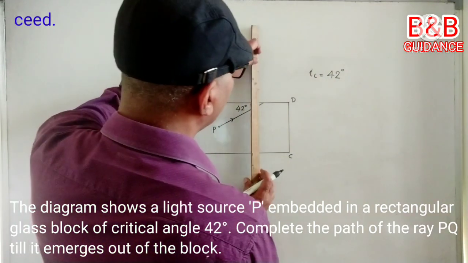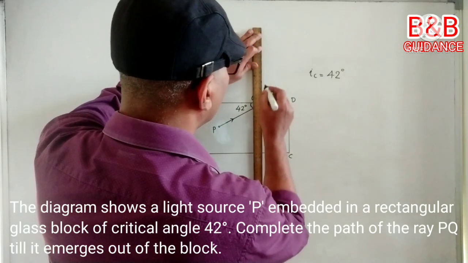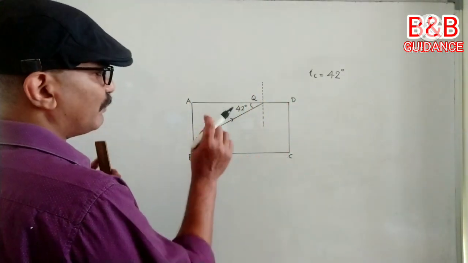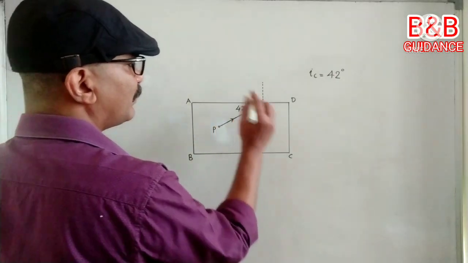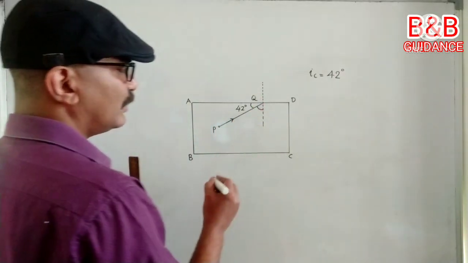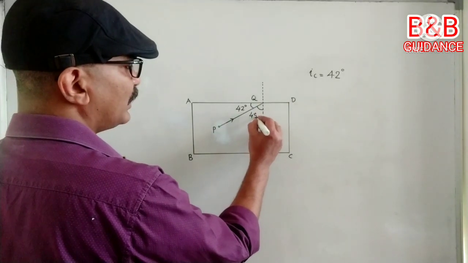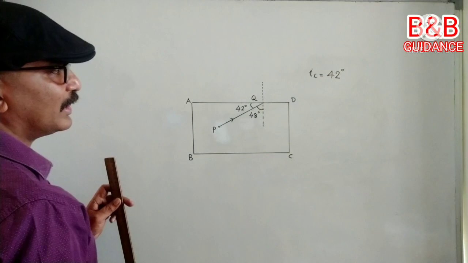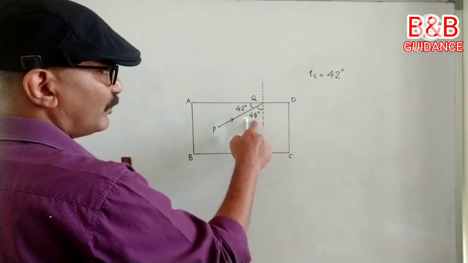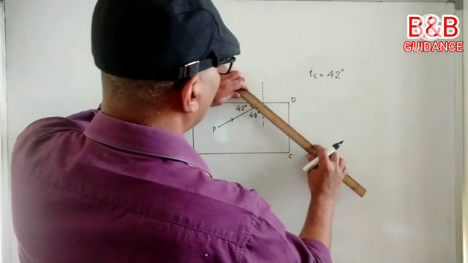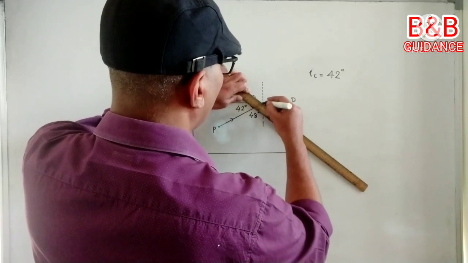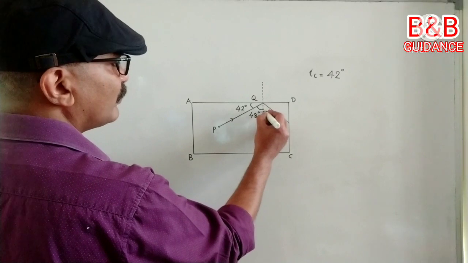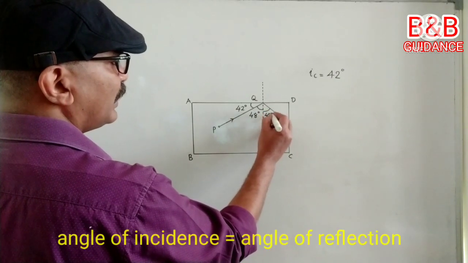So what I am doing is here you will find the angle of incidence. Light attempts to travel from a denser medium to rarer medium. So you will find this angle, that is 48 degree. This 48 degree is greater than critical angle. Since this angle of incidence is greater than critical angle, total internal reflection takes place. So light rays will reach here. So this angle again will be 48 degree.